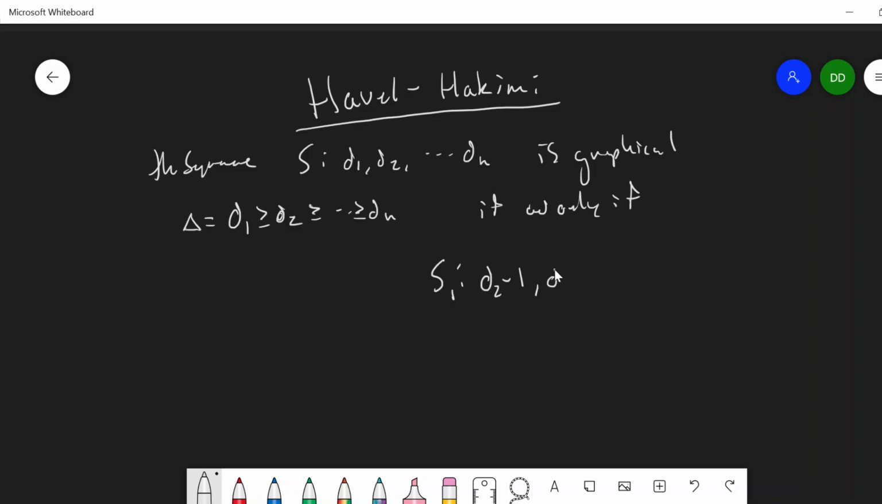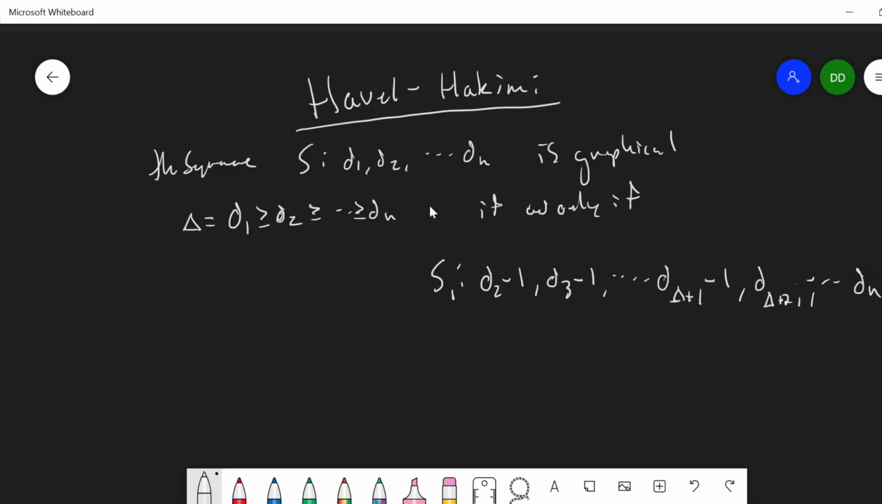D2 minus 1, and so we'll remove 1 from the next delta of these. The delta plus 1 minus 1, and then we would have the delta plus 2, not minus 1, because we just took away the first delta, and so on up through Dn. Graphical if and only if this is graphical. So you might wonder how this answered the question of whether a sequence is graphical or not. It just told me it has to be graphical if and only if this other one is.